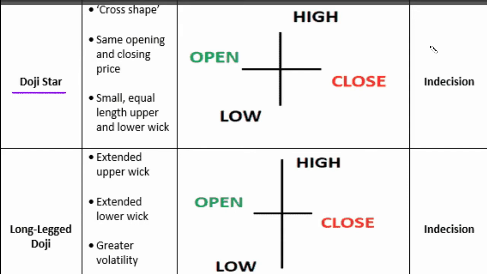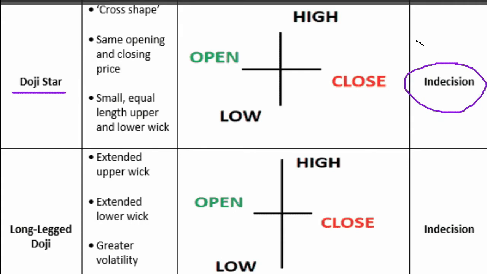Now let's understand the psychology of doji star. What exactly does doji star show? Doji star shows indecision in the market, because as you can see the height of high and low is very small. It means the buyers and sellers are not active, they are not trying to push each other, and this doji star also lacks the volume.